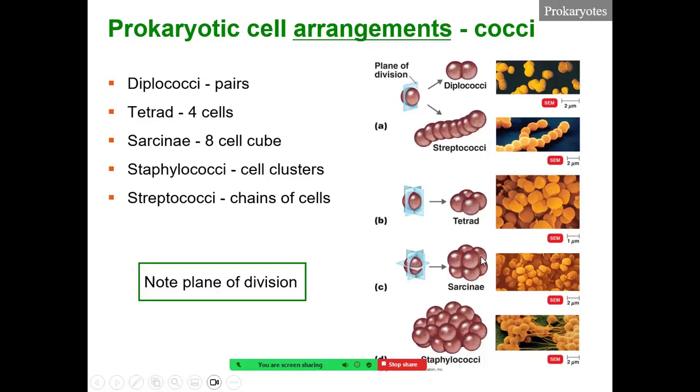And then you have a sarcina, which the cells divide on three different planes. And that's forming 8 cells here. And there's 3 there and 4 there. The fourth one is back there. And there's a sarcina there.